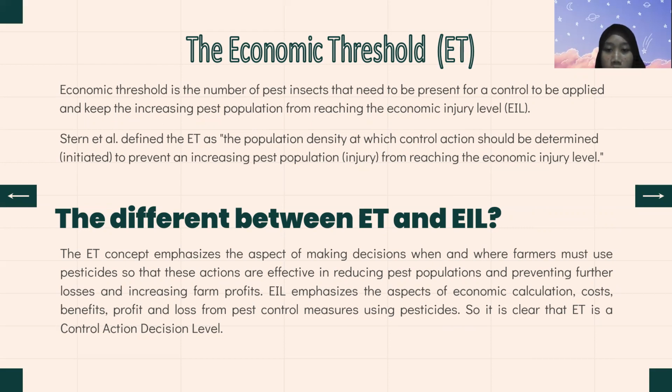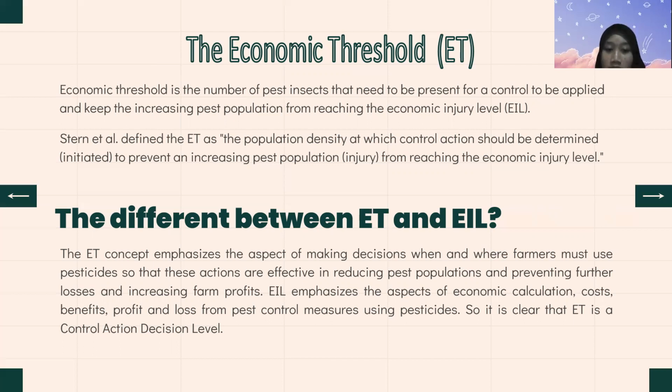What is economic threshold? Economic threshold, or ET, is the number of pest insects that need to be present for a control to be applied and keep the increasing pest population from reaching the economic injury level, or EIL. Stern defines the ET as the population density at which control action should be determined or initiated to prevent an increasing pest population or injury from reaching the economic injury level.